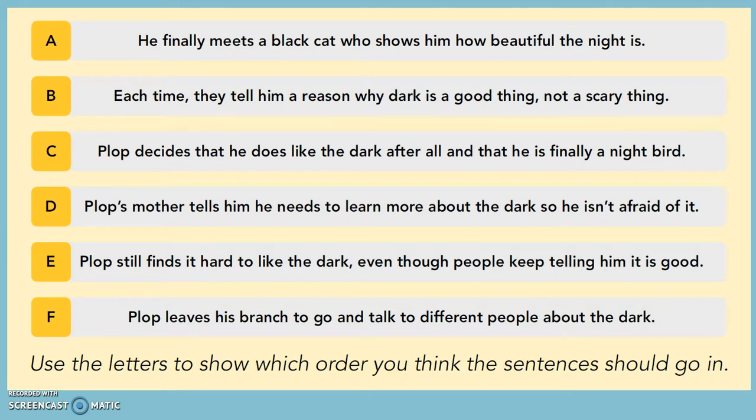So now your task is going to be to use the letters to show which order you think these sentences should go in. So we're going to put all these events into that chronological order, that order in which they occurred from the earliest through to the last. So all you need to do, piece of paper, and just write the letter of the first event, then the letter of the second event, and the third event, until you've got all 6 letters put in the order that you think they are. So now it's time to pause the video and come and join me when you're ready to start looking at the answer.